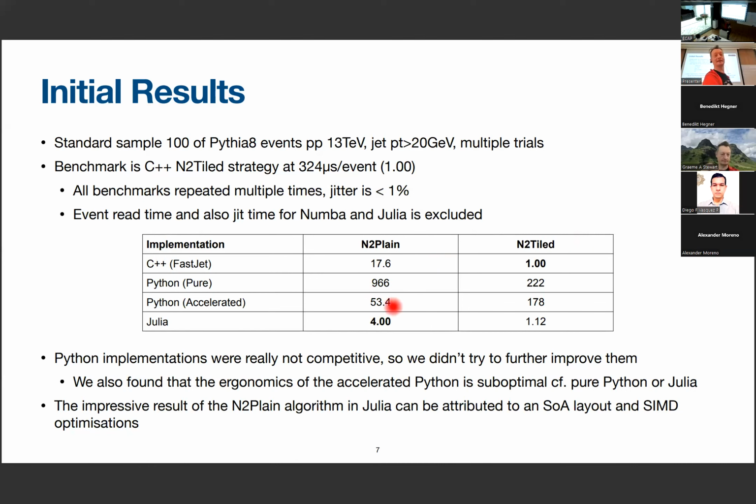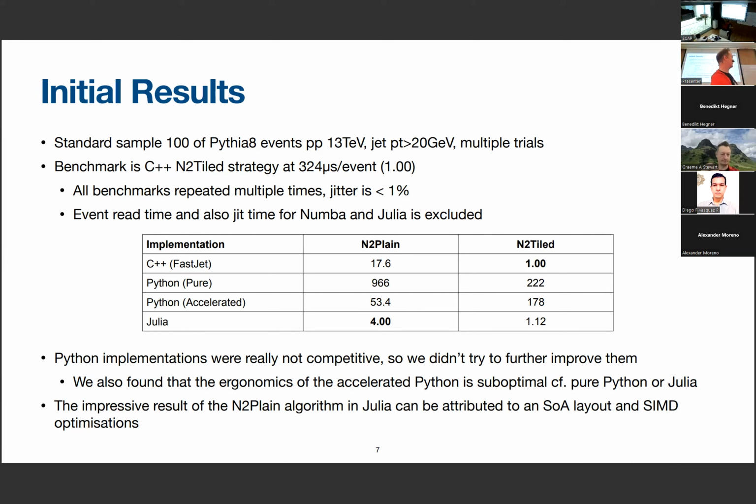Python was terrible, as expected. Accelerated Python was also surprisingly terrible. The reason being that although you can accelerate quite a few of the calculations, a lot of the bookkeeping has to be done in bog standard Python inside of a for loop, and that starts to become dominant in the runtime.